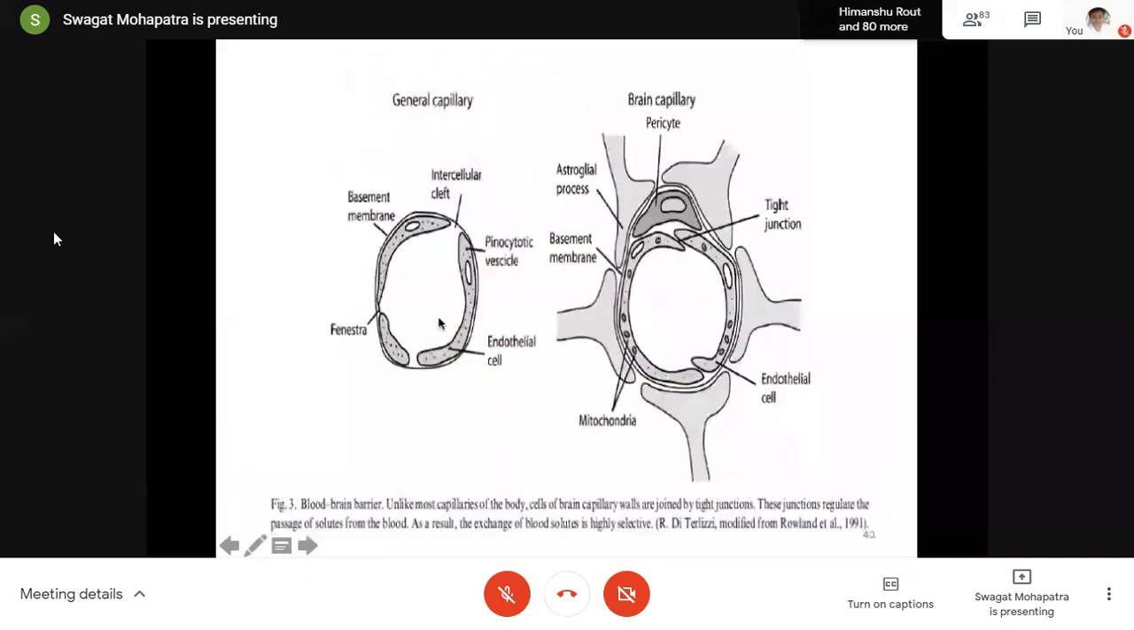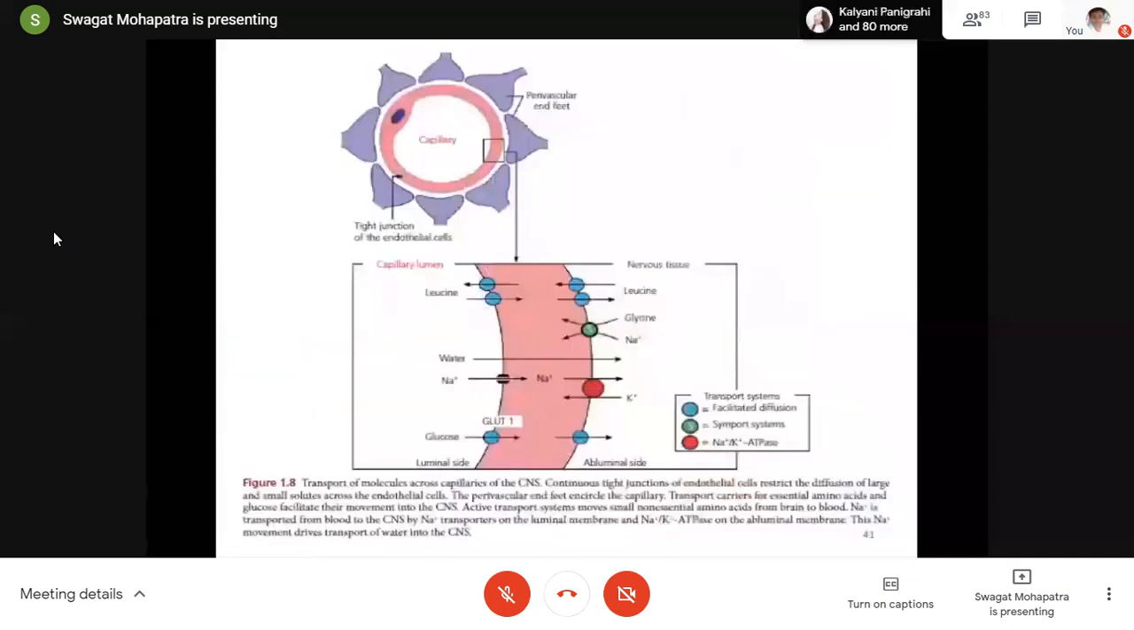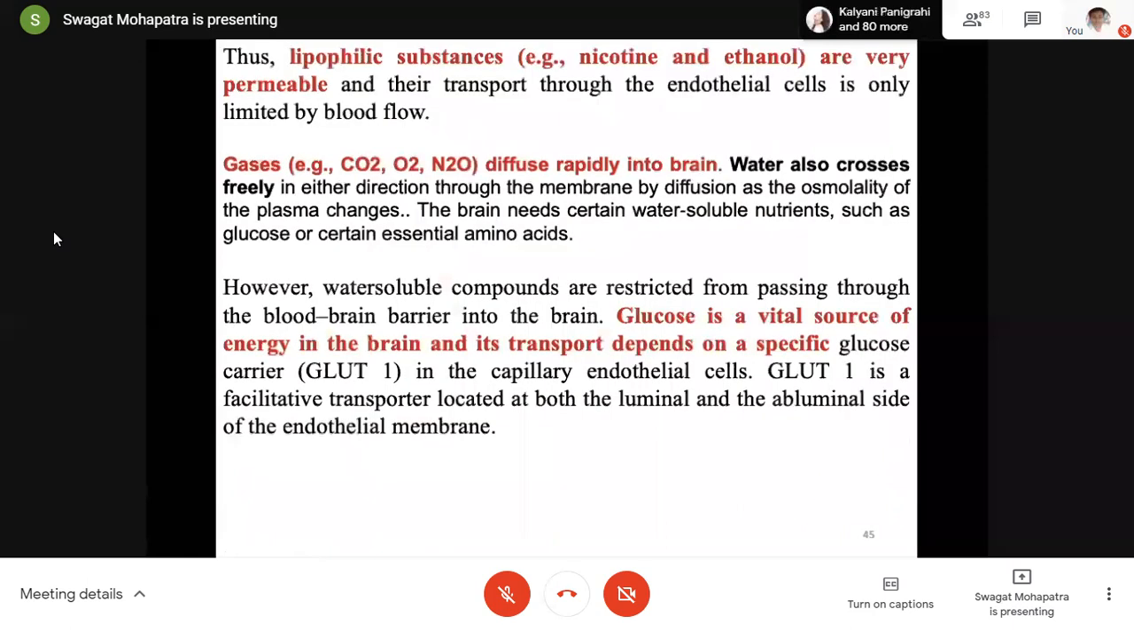So in detail, if you see, the lipophilic substances like nicotine and ethanol are very permeable, and their transport through endothelial cells is only limited by blood flow. So lipophilic substances can easily cross from the blood into the brain. Similarly, gases like carbon dioxide, oxygen, nitrogen can diffuse rapidly into the brain. Water also crosses freely in either direction through the membrane by diffusion as the osmolality of the plasma changes.